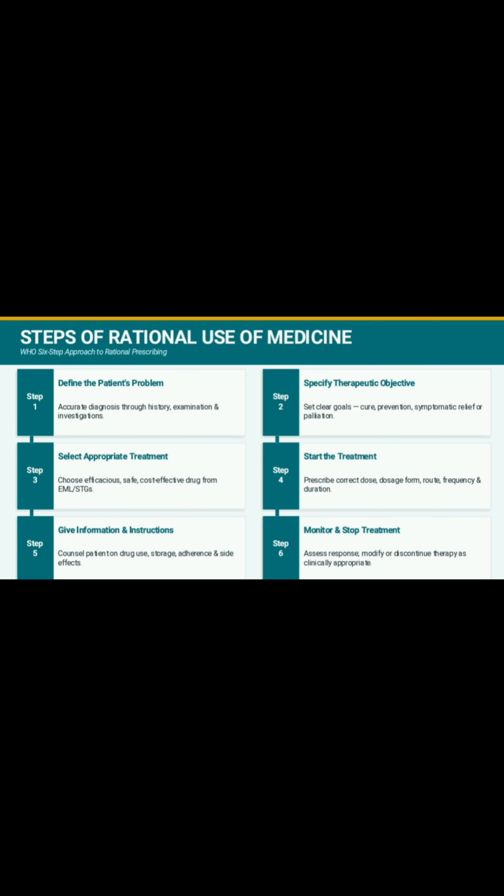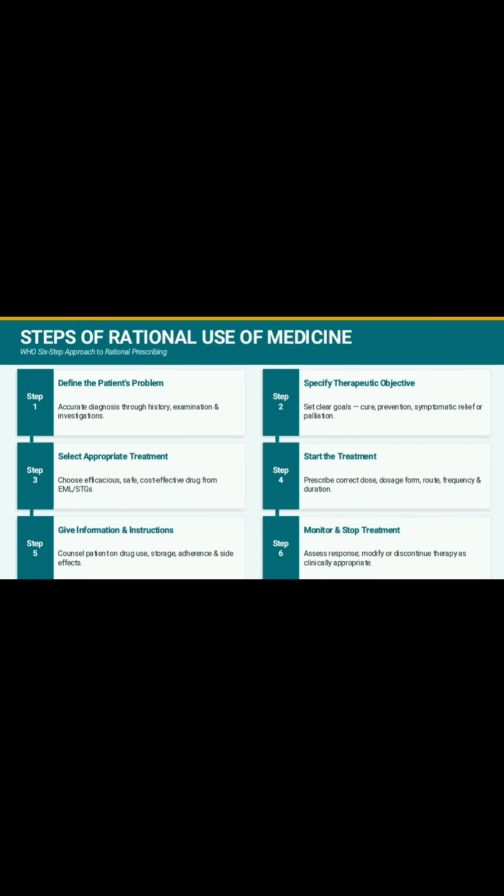Third is to select the appropriate treatment. Choose the effective, safe, less expensive treatment for the patient. Fourth is to start the treatment. How can you start the treatment? Give the treatment by writing an accurate and complete prescription from the prescriber or doctor, with the name of the drug, dose form, dose schedule, total duration of the treatment, and total dose.